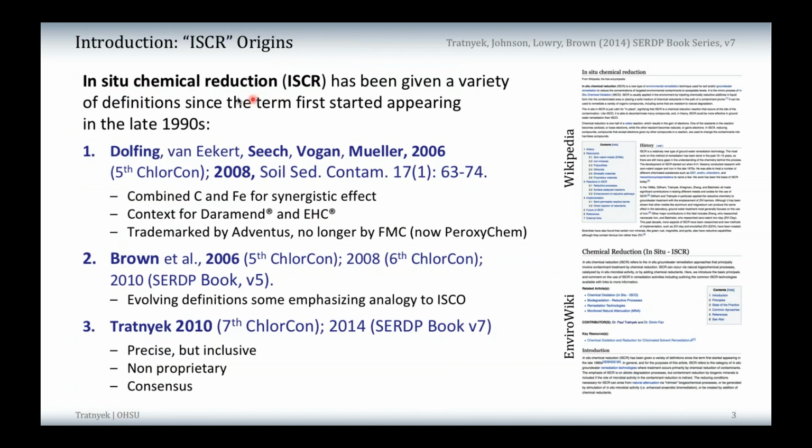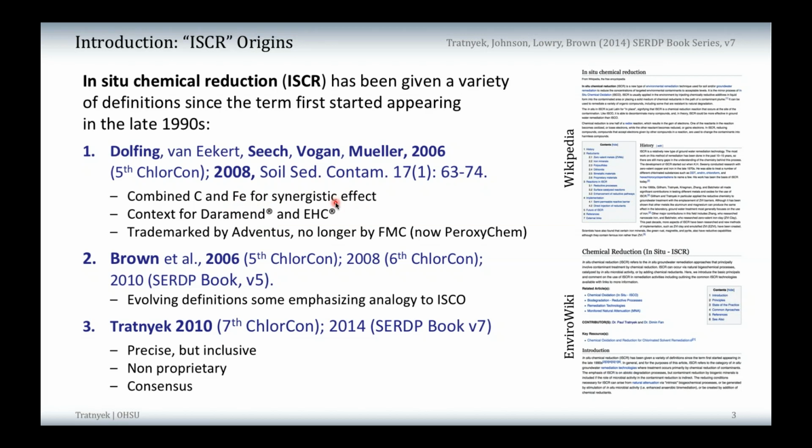The term has been used for a little while, since about the 1990s, and it came up more or less simultaneously in a couple of different sources. One significant one was some work by Jan Dolfing, Alan Seech, John Vogan, and others that was presented at the 5th Chlorcon meeting and is written up in an article in the Soil Sediment Contamination Journal. And their perspective on ISCR at the time was really to provide a context for marketing a few specific products that they had, which are mentioned here.